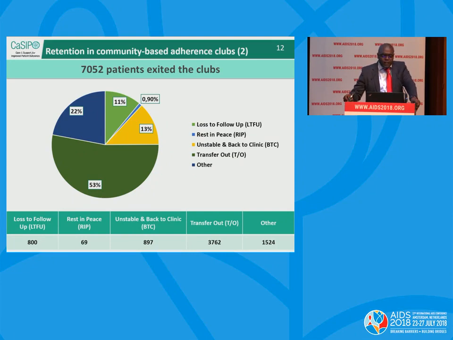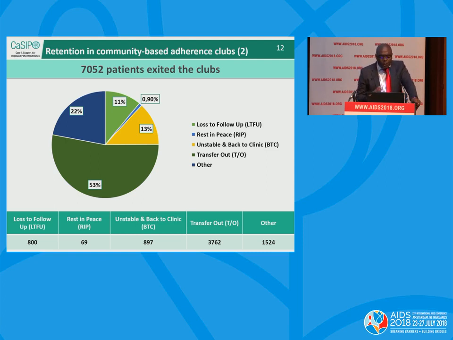Of the 7,000 that have exited the clubs, the high proportion, 53%, had a transfer out. This also stems from the fact, as I indicated, that it is a choice that a patient will have when they opt to be in a club. Given the various modalities that are available, such as the external pickup points, a patient can simply decide to attend the external pickup points and no longer wish to be in a club, or rather opt to go back to the facilities where a fast lane appointment option is given to them, so that they do not have to stay long in queues whenever they're due for their appointments. So those are the transfers out that had happened.